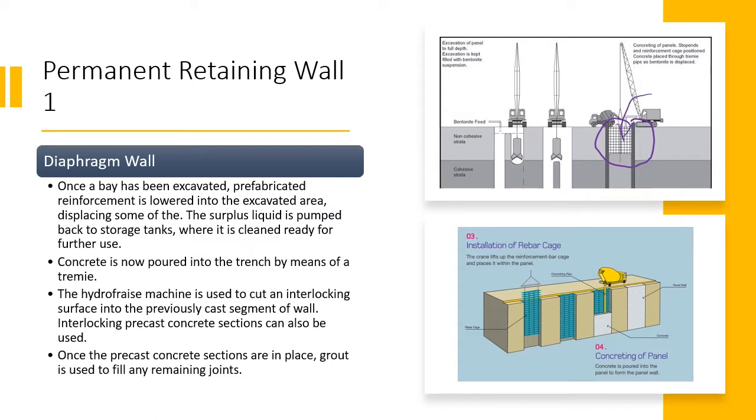Concrete is now poured into the trench by means of tremie. The hydrophrase machine is used to cut an interlocking surface into a previously cast segment of wall. Interlocking precast concrete section can also be used.